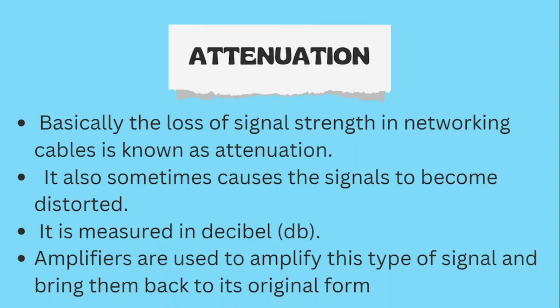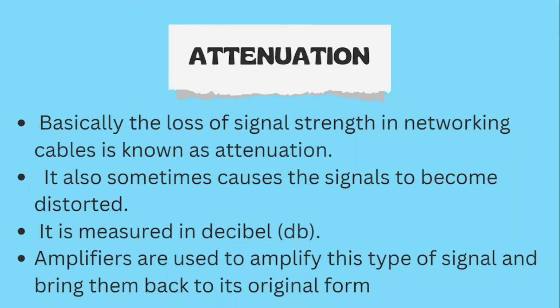When a signal, simple or composite, travels through a medium, it loses some of its energy in overcoming the resistance of the medium. That is why a wire carrying electric signals gets warm, if not hot, after a while. Some of the electrical energy in the signal is converted to heat. To compensate for this loss, amplifiers are used to amplify the signal. Basically, the loss of signal strength in networking cable is known as attenuation.